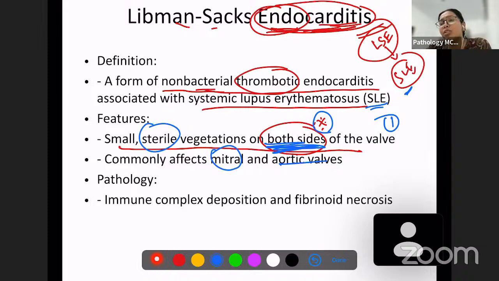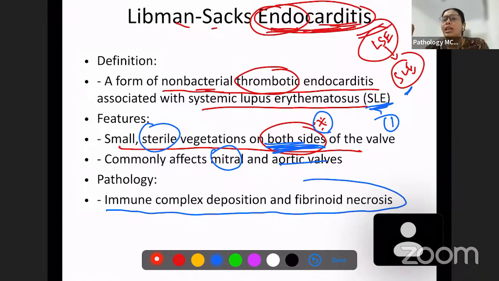Okay, what is the pathology? SLE we know is an autoimmune disease caused by immune complex deposition. So that is the pathology here, immune complex deposition and fibrinoid necrosis. Okay, so this is it.